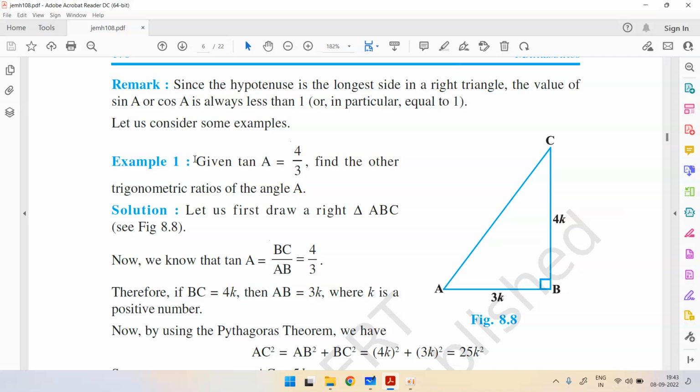Let me solve this question. The example number 1: tan A is 4 by 3. Find the other trigonometric ratios of angle A. So this is my example. First, it is given that tan A is nothing but 4 by 3.